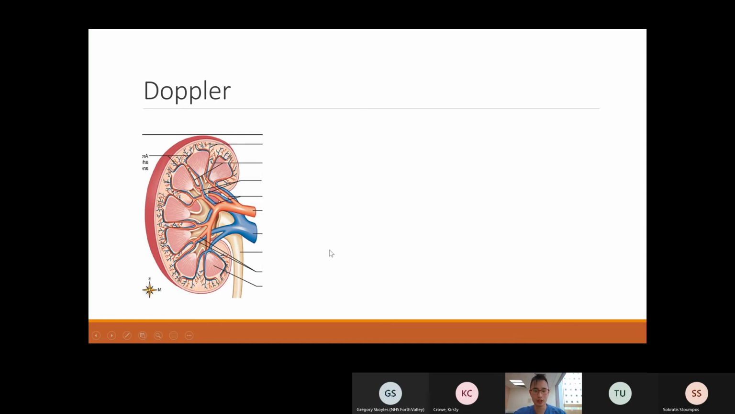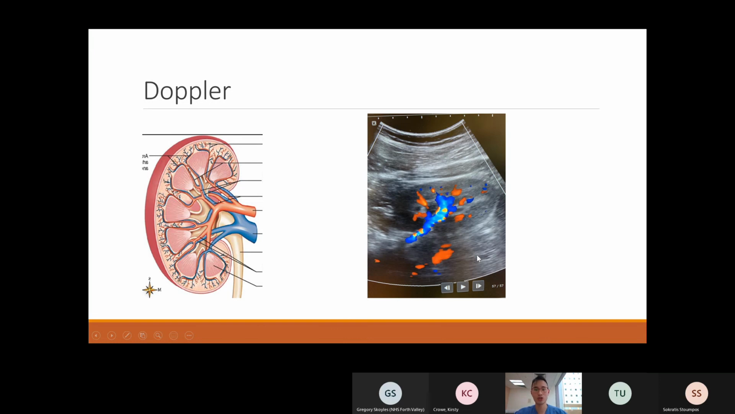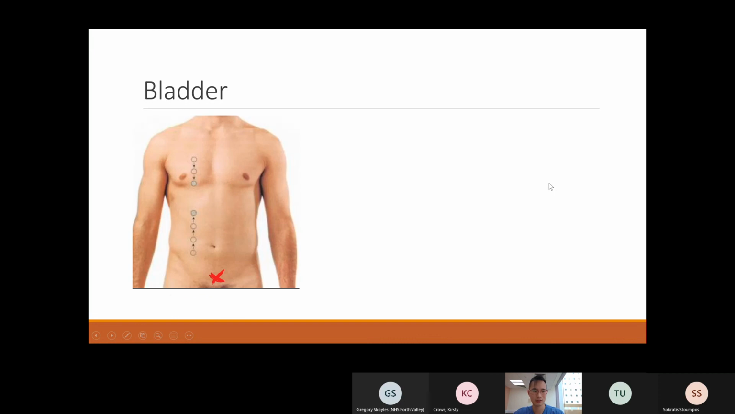But when you put a color Doppler through your kidneys, you should see pulsatile color going through your kidneys that will indicate good perfusion. This is actually a nice image of the renal artery and the renal vein going through and perfusing your kidney. And this is actually one of our colleagues' kidneys. She kindly allowed me to use this photo for this presentation. So it's just an interesting slide.